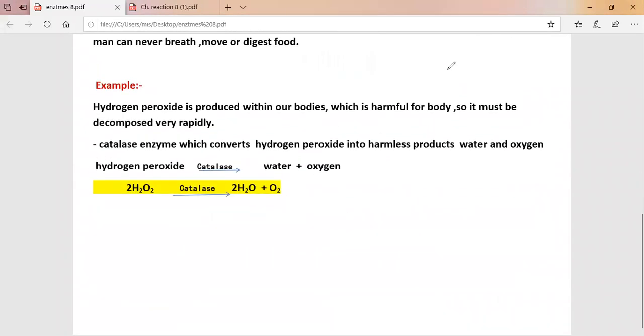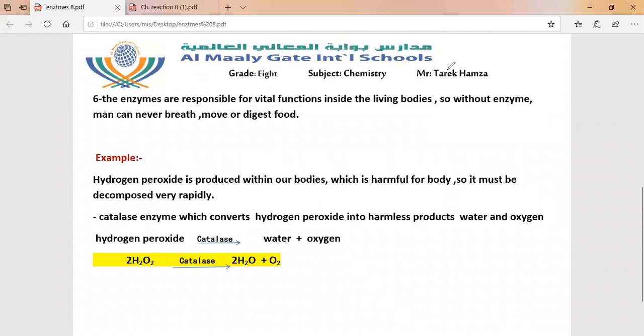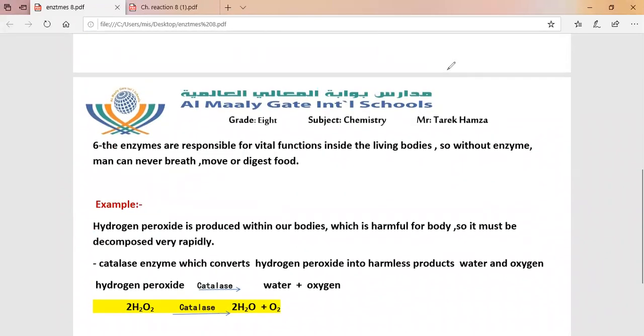The last one, the enzymes are responsible for vital functions inside the living body. So without enzymes, man can never breathe or move or digest food. Okay. There are six properties of enzyme. If anyone doesn't understand, please raise your hand.